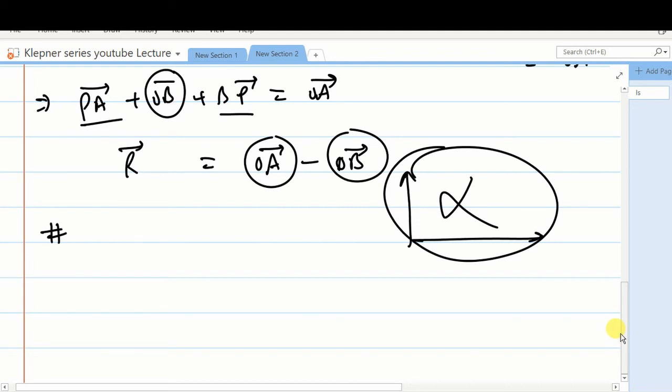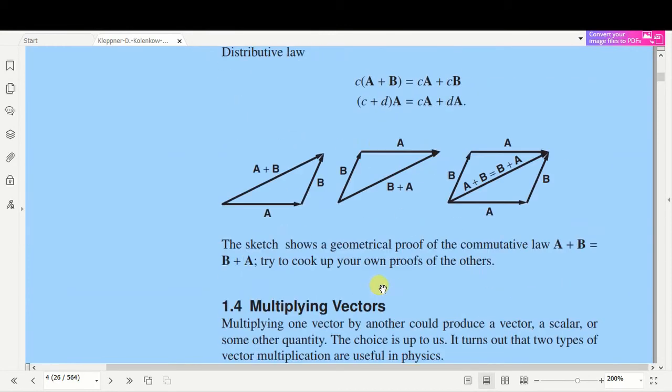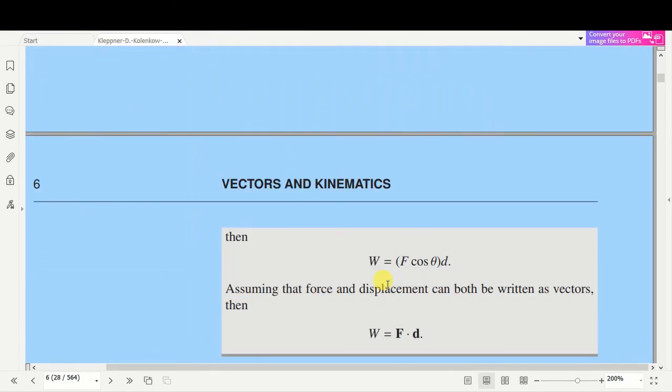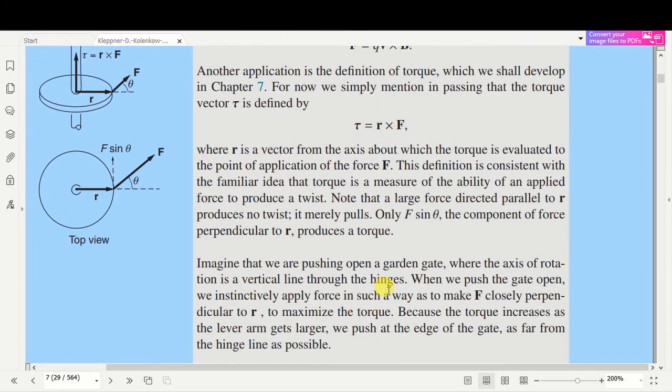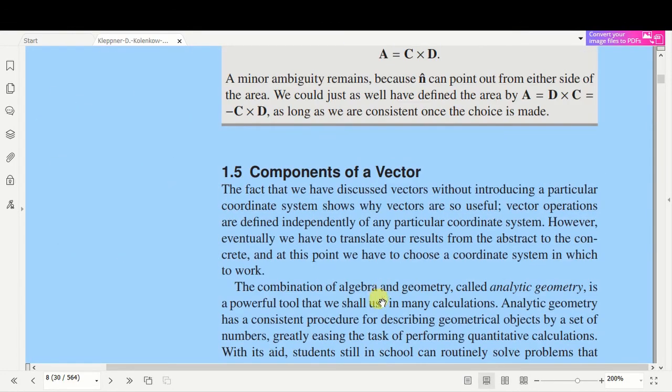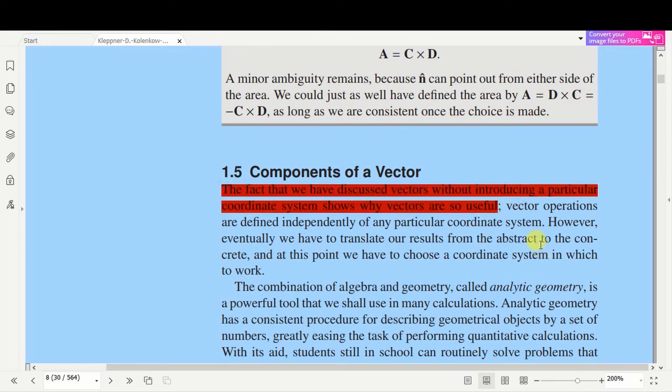And if I am going to specify some kind of coordinate system, then how these things will actually follow the coordinate system, in the next video of vectors we will understand a very beautiful thing. Let me just state one more thing very straightforwardly. The fact that we have discussed vectors without introducing a particular coordinate system shows why vectors are useful. Vectors are useful because we don't need any coordinate system to define them. Vector operations are defined independently of any particular coordinate system.